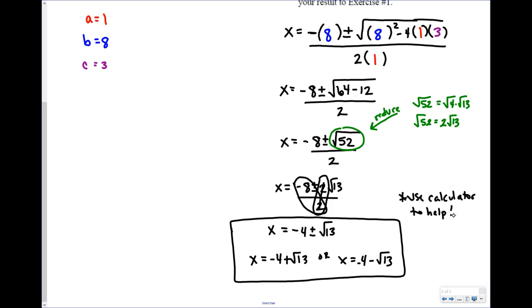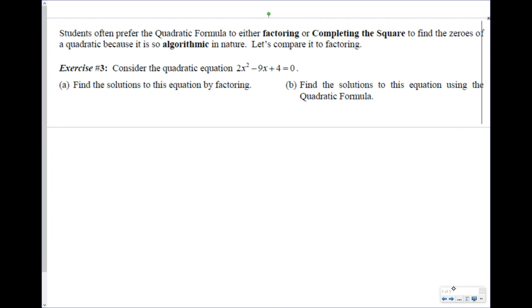Okay, so let's take a look at another example, the next example. Students often prefer the quadratic formula to factoring or completing the square to find the zeros because it's so algorithmic in nature, meaning that it always can be used every time.